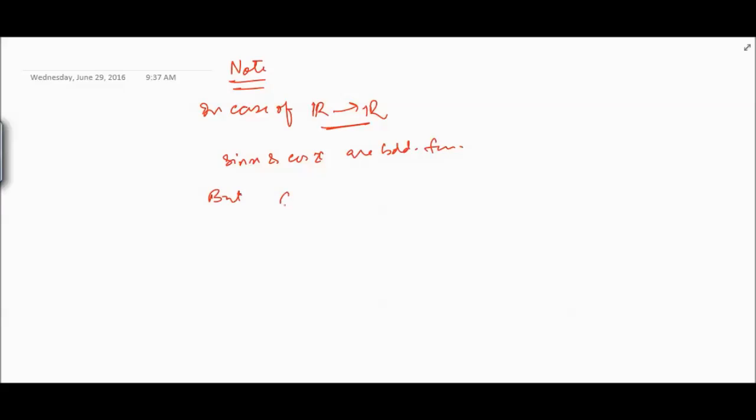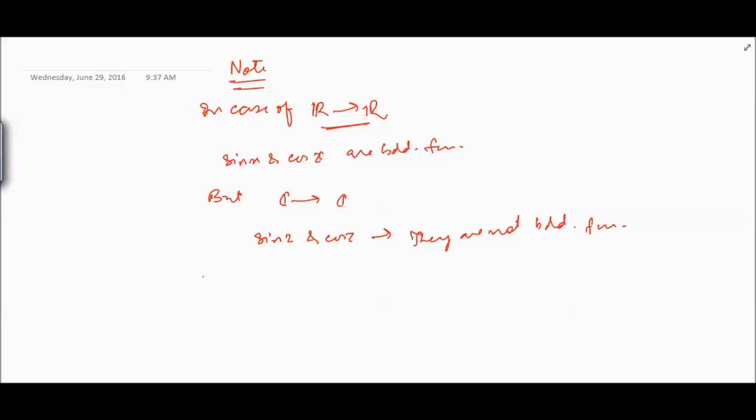So one more thing which you should note: we know that in case of functions from R to R, when you treat trigonometric functions from R to R, sin x and cos x are bounded functions. But when you treat them as functions from C to C, sin z and cos z are not bounded functions, right?